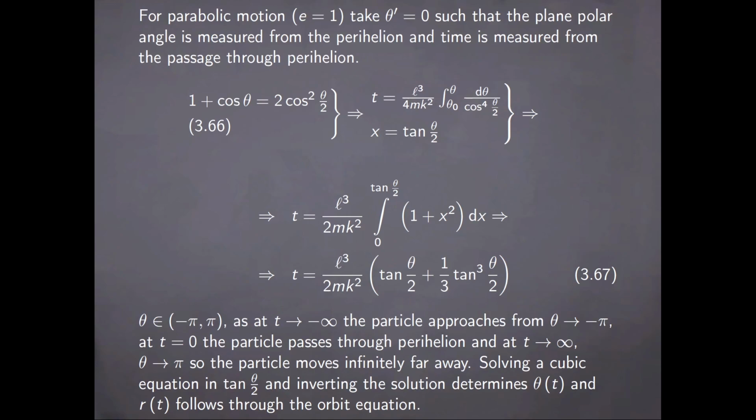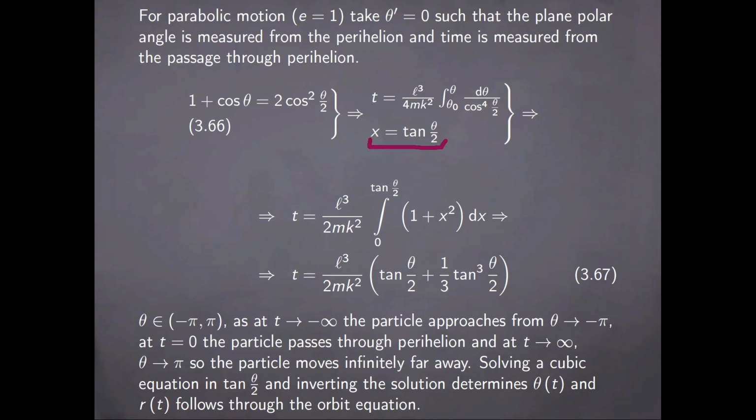Now, a particular case that is fairly easy to treat is that of the parabolic motion, which corresponds to an eccentricity being equal to 1 and a particular choice of the integration constant for the polar angle being chosen as 0, such that the plane polar angle is measured from the perihelion and time is measured from the passage through perihelion. Then in this case, if we use the trigonometric identity here together with equation 366, time is given by the integral here, and this can be solved in a straightforward way through this substitution.